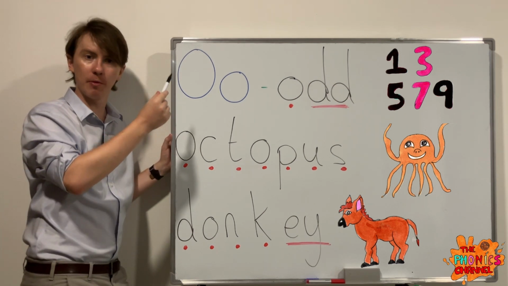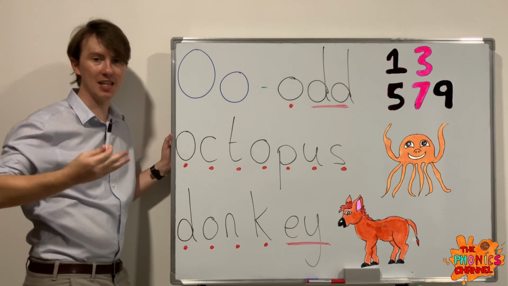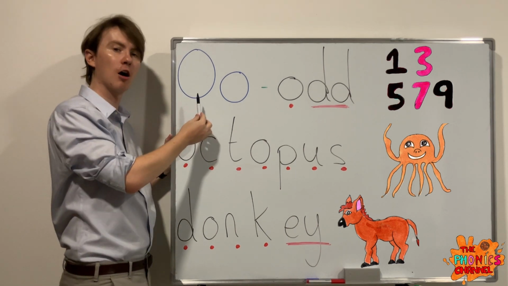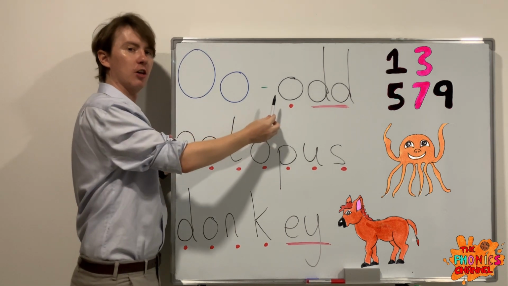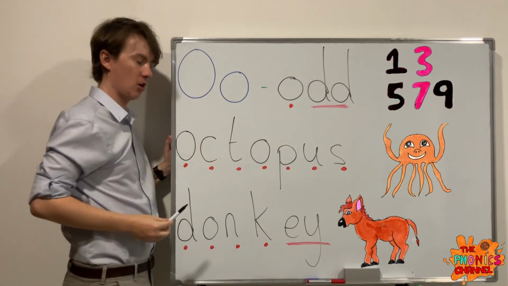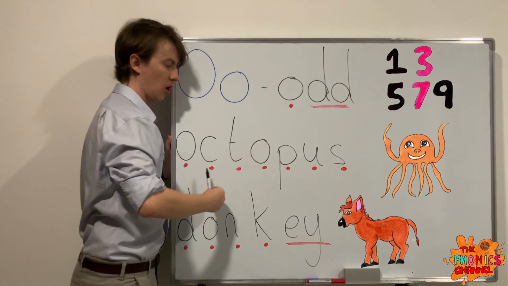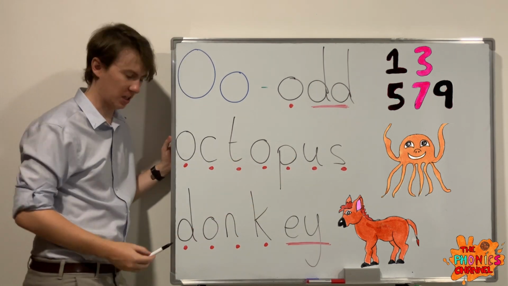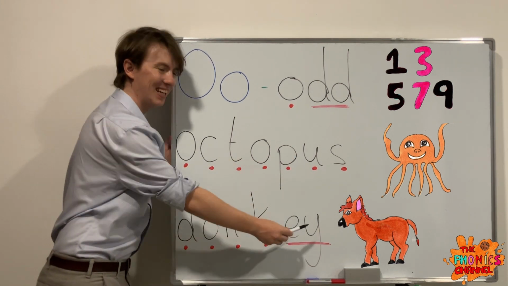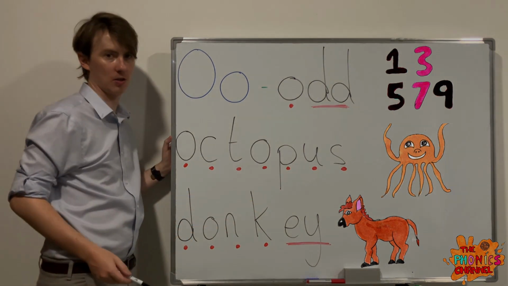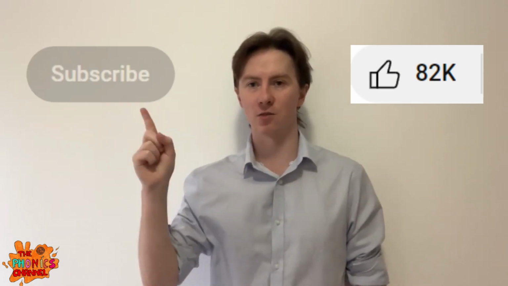Okay, so let's go over them all again. Make sure you're saying it with me at home. O, o, odd, odd, odd. Octopus, o, k, t, o, p, s. Octopus. And donkey, d, o, n, k, e. Donkey.